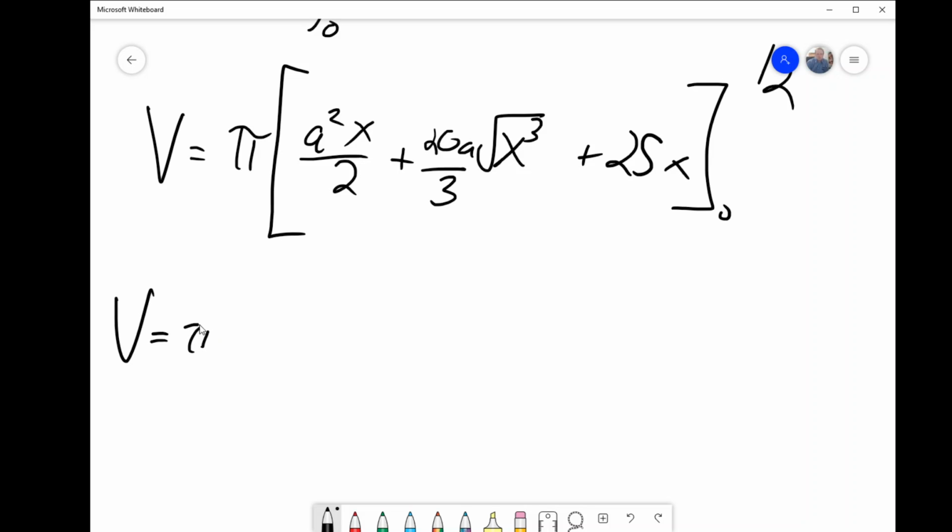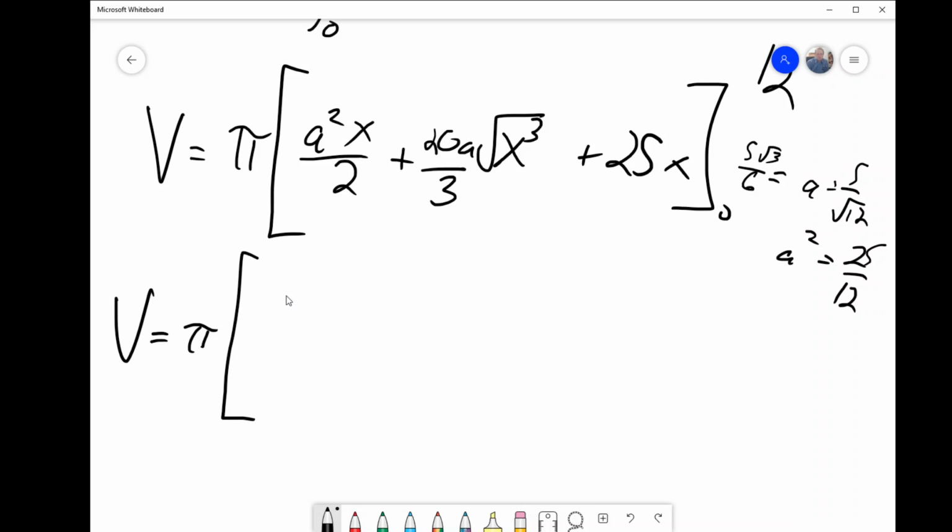So our next step is to evaluate this at these points. Now remember, our a was 5 over root 12, or rationalized, that's 5 root 3 over 6. That means our a squared is 25 over 12. So up here, we have 25 over 12 times 2 times 12. So these are going to cancel. We are going to have here the 5 root 3 over 6 times 20 over 3.